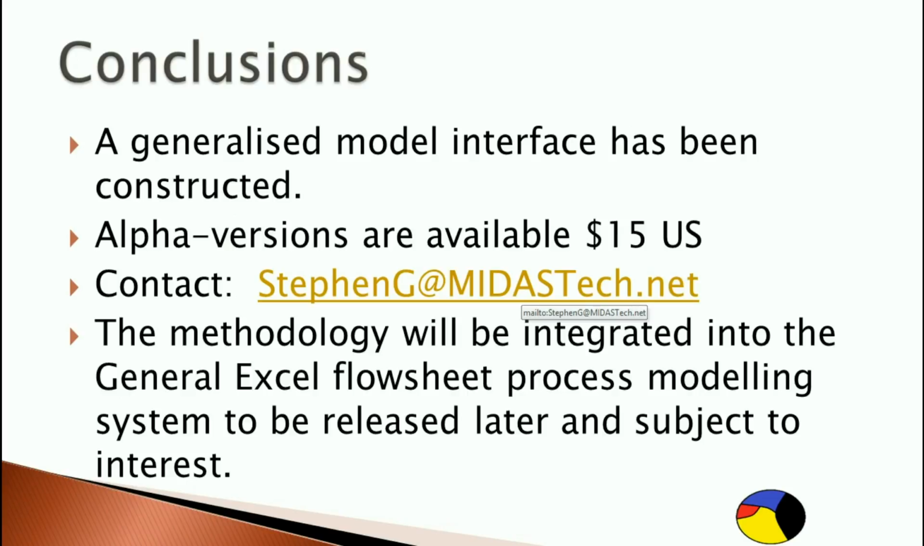The model interface has been constructed. Alpha versions are available for $15 US. You have to contact me at my email. It will take time to get it running, but once you've done it, you can set up libraries and apply lots of models. The methodology will be integrated into the general Excel flowsheet process modeling system to be released later, and subject to whether or not there's interest.